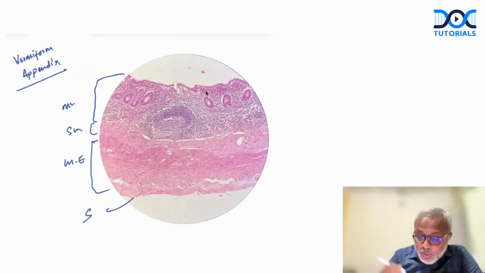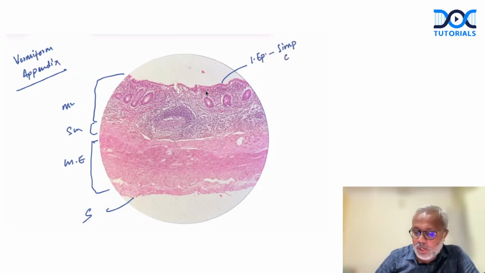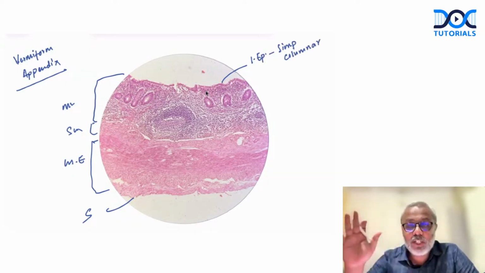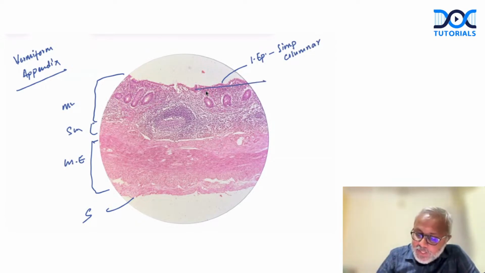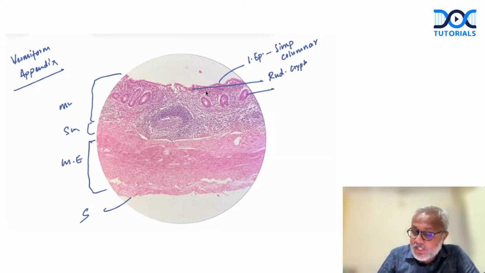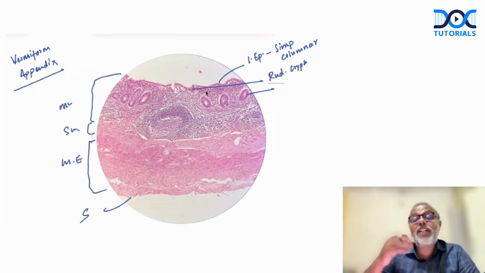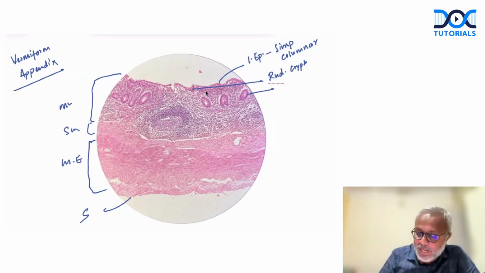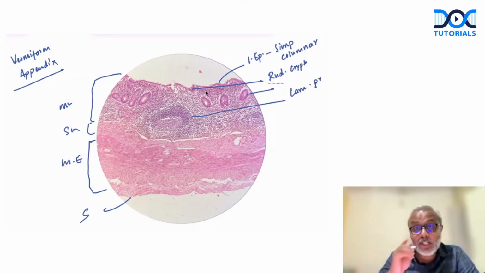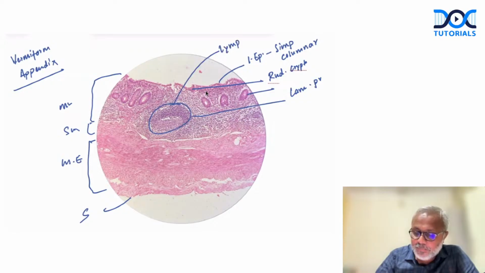Now, the mucosa has lining epithelium, which is simple columnar, simple columnar epithelium with plenty of goblet cells. Then we can see rudimentary crypts, which are the intestinal glands. Then we can see the lamina propria. The peculiarity of the lamina propria is we can see lymphoid follicles.